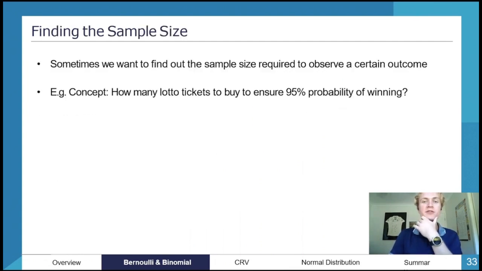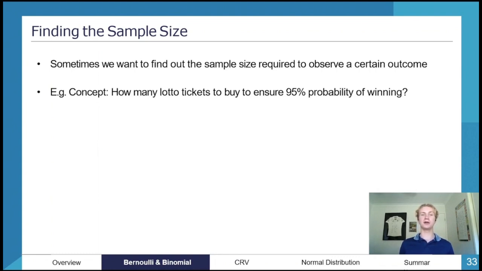Okay, so sometimes we want to find the sample size. You've now been shown the basics, but sometimes you have to go the other way. Sometimes you're given a probability of something, or they say, try and find the probability of finding this. And then you have to backtrack to find the sample size we need to get that probability to actually work, given the probability, etc., to observe a certain outcome.